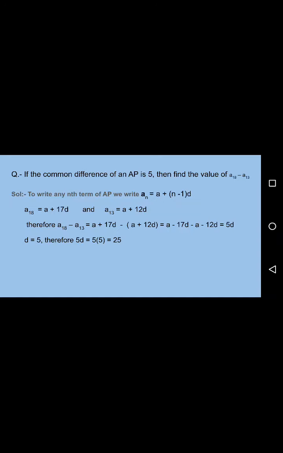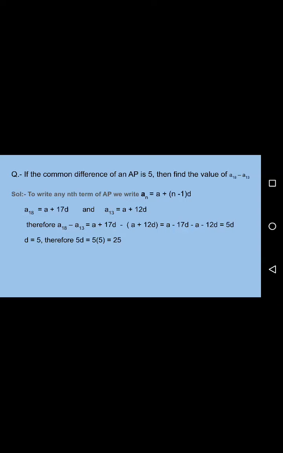So let's see a few more examples and problems related to this AP. Another problem is: if the common difference of an AP is 5, then find the value of A18 minus A13. It's simple. We need to find A18. Now, as we know, the formula is a plus (n minus 1)d.